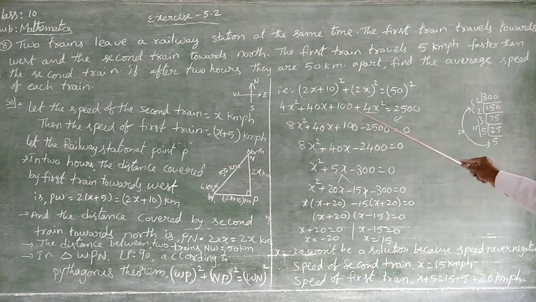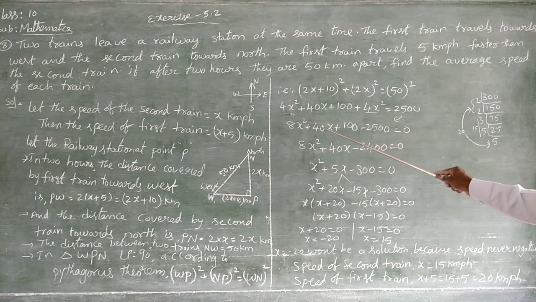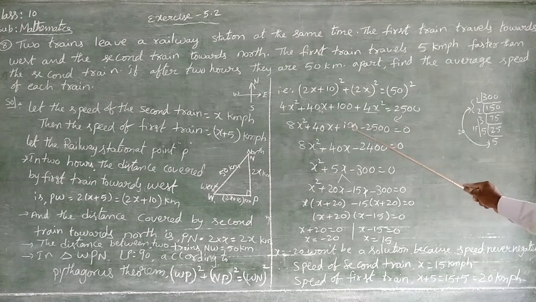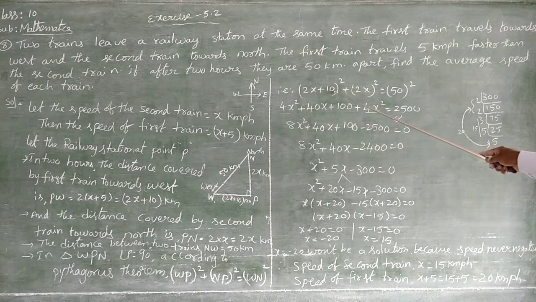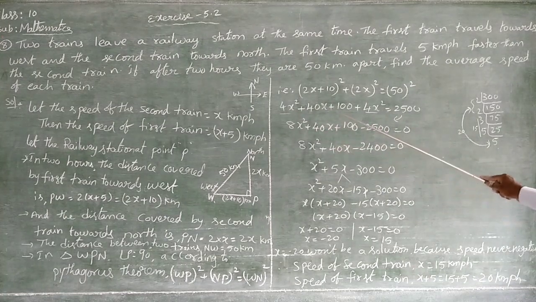A square means (2x) whole square is nothing but 4x square. 2AB, 2 into 2x into 10. 2 2s are 4, 4 10s are 40x. Plus B square, 10 square equal to 100. (2x) whole square equal to 4x square. 50 square is nothing but 50 into 50, 2500. 4x square plus 4x square is 8x square plus 40x plus 100.